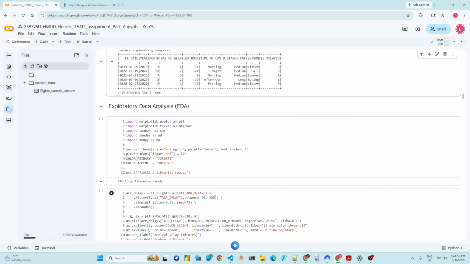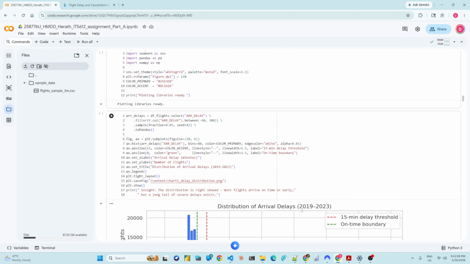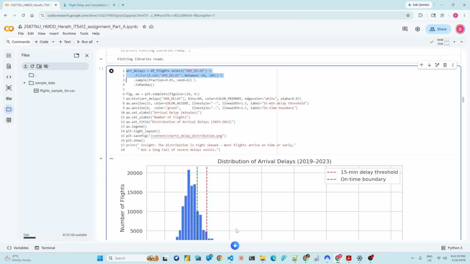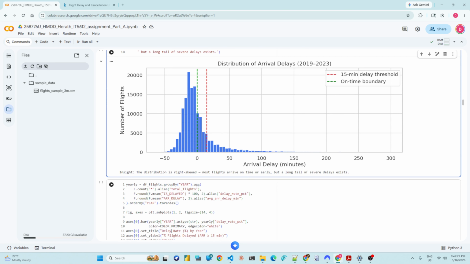Then I set up matplotlib, seaborn, and pandas for exploratory data analysis. Here I'm plotting the distribution of arrival delays. This histogram shows how arrival delays are distributed across all flights. Even though the dataset has 3 million records, I only brought 5% of the data into pandas for plotting. Otherwise, it will freeze my view.